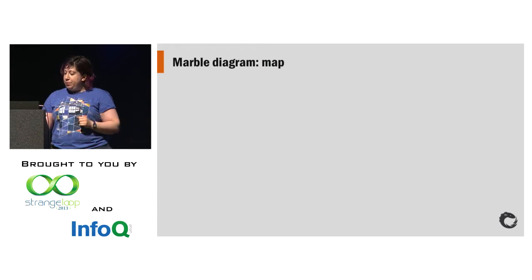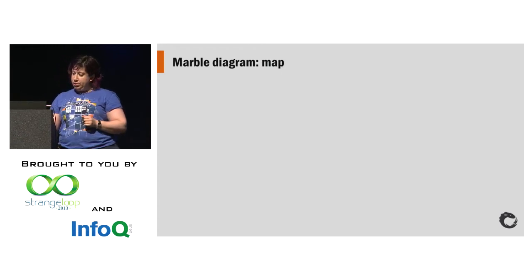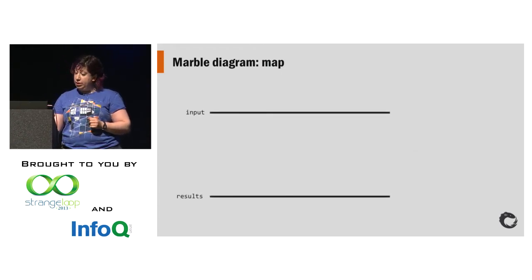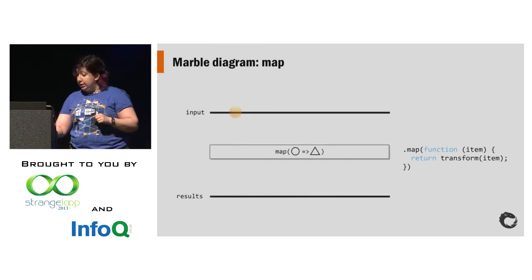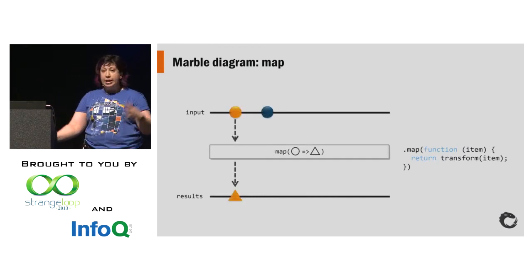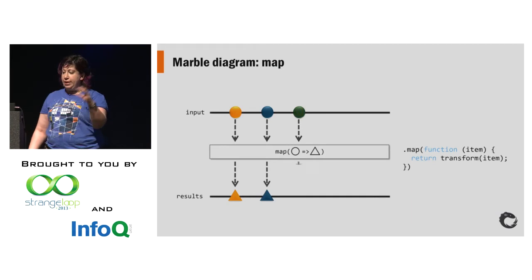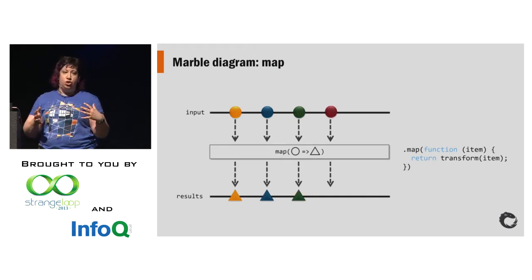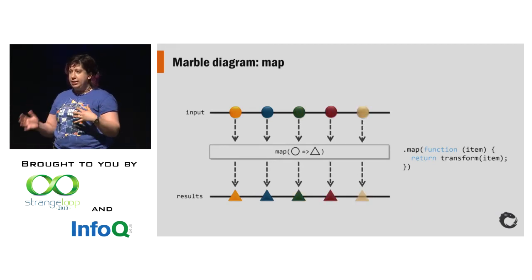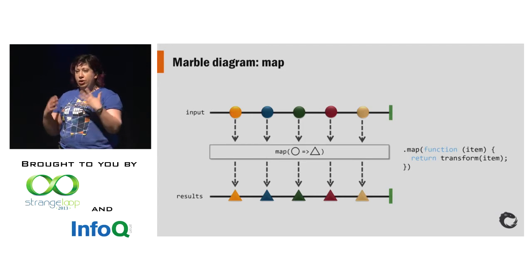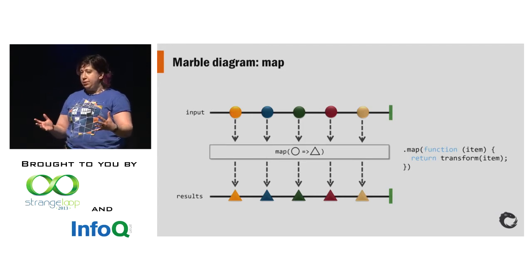And map behaves very similarly. So suppose that we want to map circles to triangles. And again, as the input elements come in, the output elements come in. And so you don't need to do crazy stuff to worry about timers and timing and things like that. It all just basically works the way you'd expect.